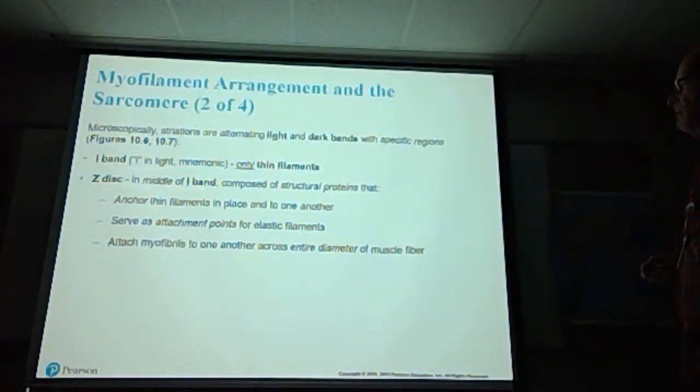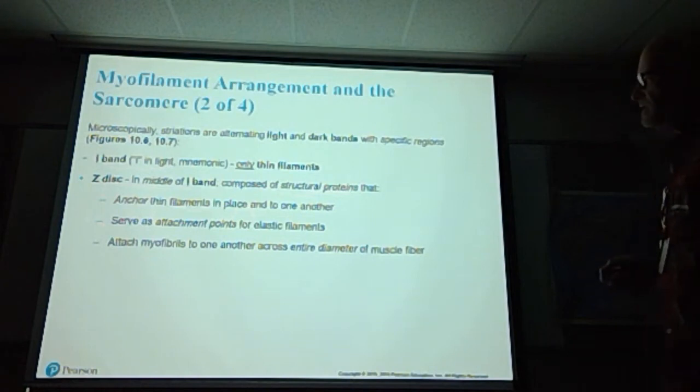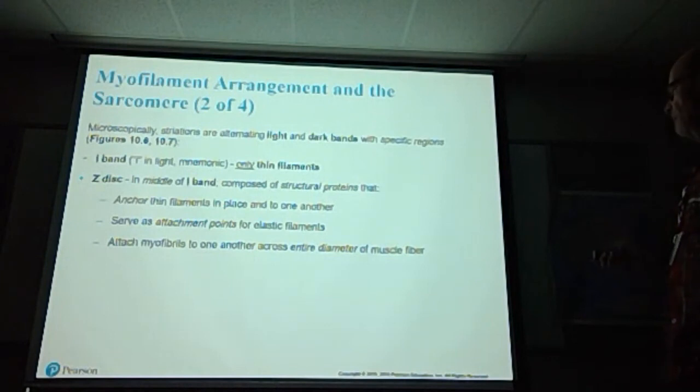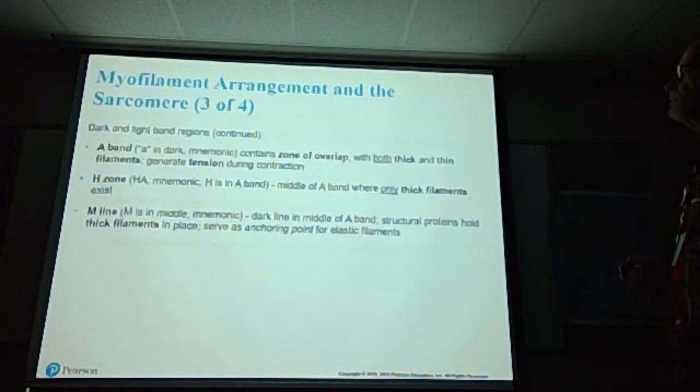Z discs are in the middle of an I band. They are composed of structural proteins that anchor the thin filaments in place and to one another. The Z disc also serves as attachment points for elastic filaments and attaches the myofibrils to one another across the entire diameter of the muscle fiber.